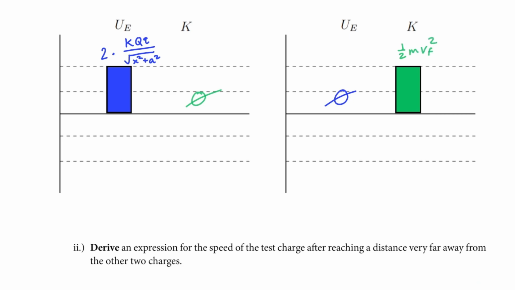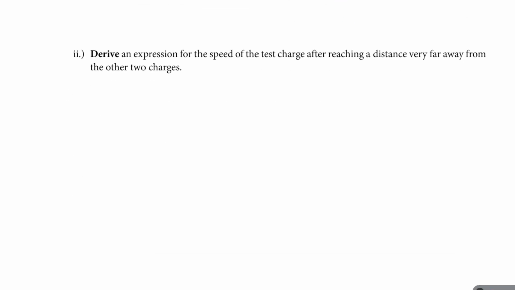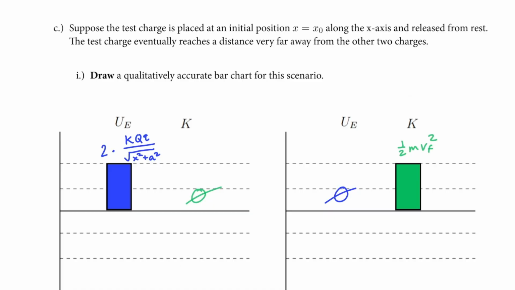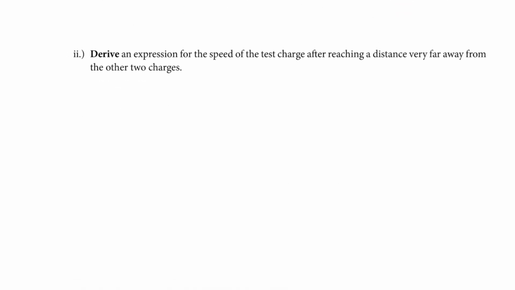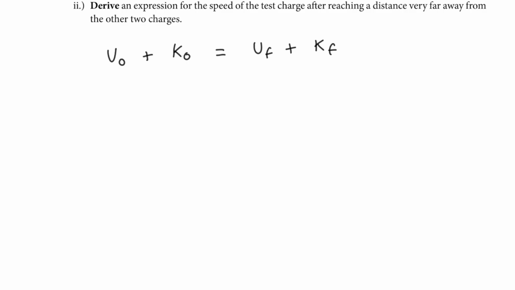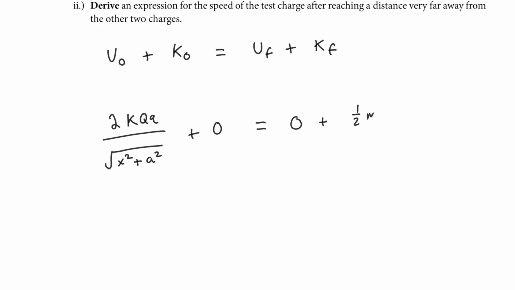Derive an expression for the speed of the test charge after reaching a distance very far away. So once again, we got bar charts, so let's use bar chart energy conservation. So the sum of the energies must be a constant, because all of our forces are internal. So our initial energy with the test charge itself, because that's the energy that was actually changing, was 2 KQq over the Pythagorean distance. And then K was 0 at the start. Then U was 0 at the end, and kinetic energy 1/2 mvf squared.